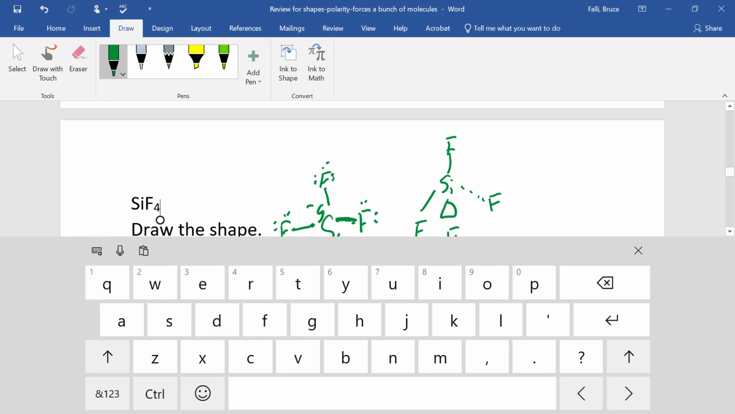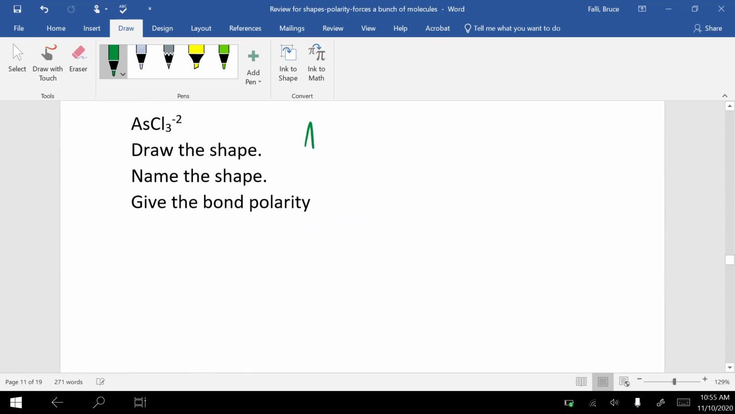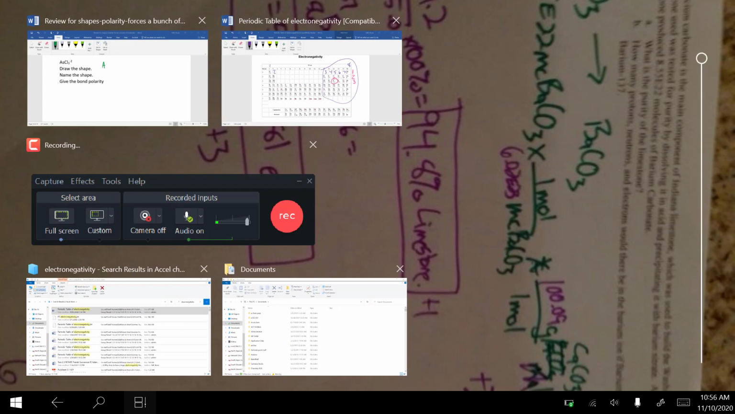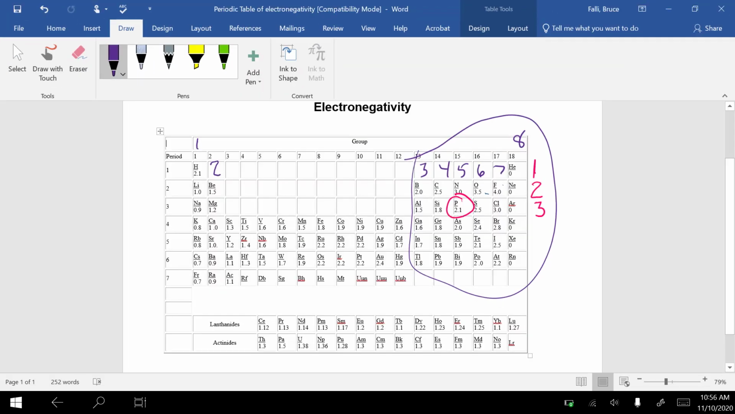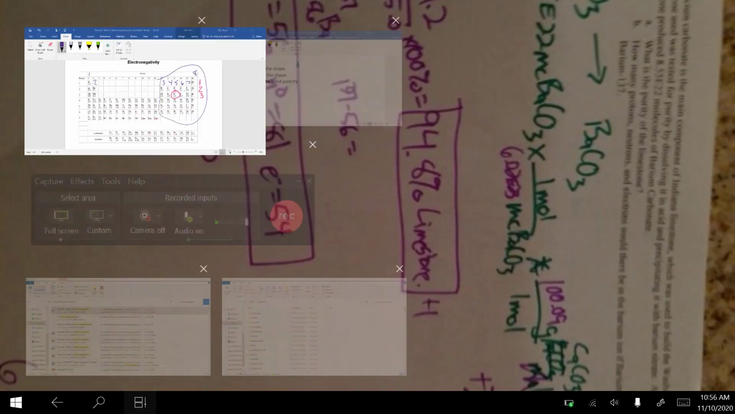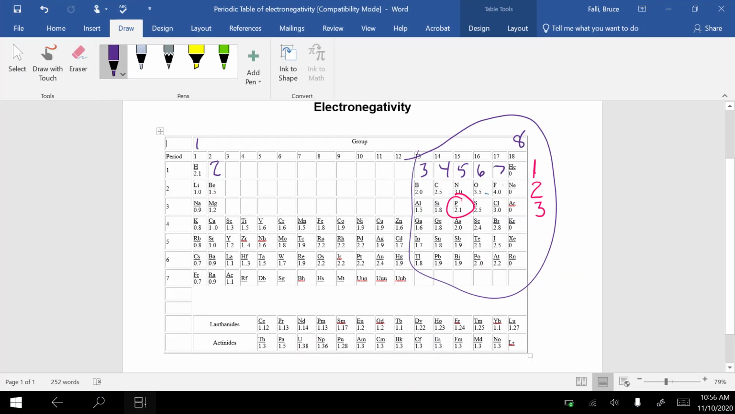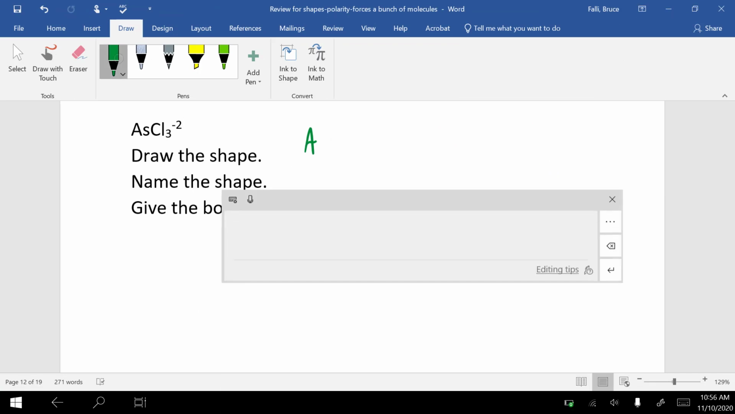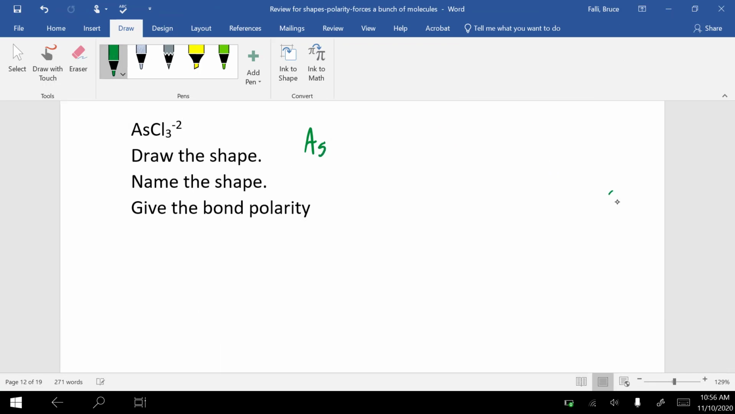AsCl3. As, I'm sorry to say, I don't know how many valence electrons As has off the top of my head. So I'm going to look just like you do. As is right here, so it has 5 valence electrons. As has 5. 1, 2, 3, 4, 5. Cl3. Cl has 7.